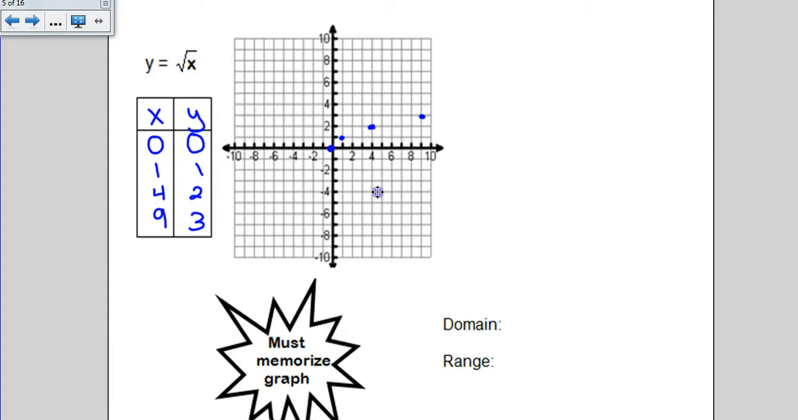Now, bear with me as I try to graph this. You know it's hard for me to graph on the tablet. Woo, okay. It's supposed to look a lot smoother than this. Hopefully your graph looks better than mine.